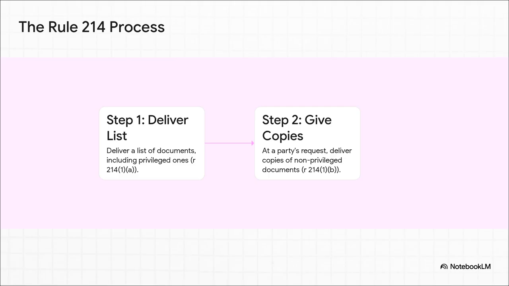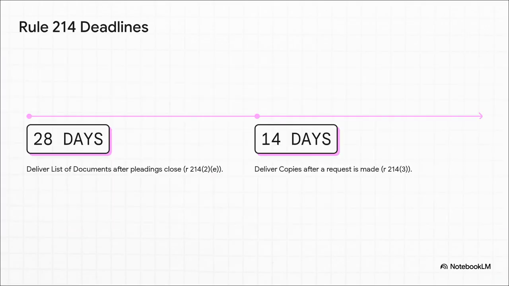Rule 214 breaks it down into two clean steps. Step 1, under Subrule 1A, you deliver a list of all your relevant documents. Yep, even the ones you're claiming privilege over. Then, Step 2, and this only happens after they ask for them, under Subrule 1B, you deliver copies of all the non-privileged stuff. List first, copy second. See? Simple.